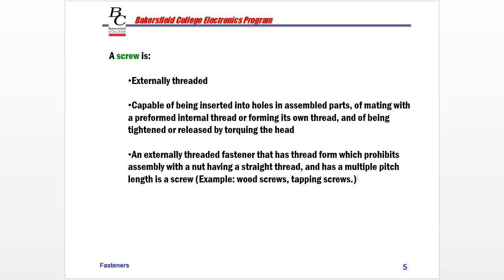The handbook says a screw is externally threaded, same as a bolt, capable of being inserted into holes in assembled parts, but mating with a preformed internal thread, like a machined piece of metal with threads in it, or forming its own thread. This distinguishes the difference between a screw and a bolt. A bolt does not have those cutting edges to form its own thread, whereas a screw going through wood or some types of plastic can make its own thread, and it's tightened or released by torquing the head of the screw.